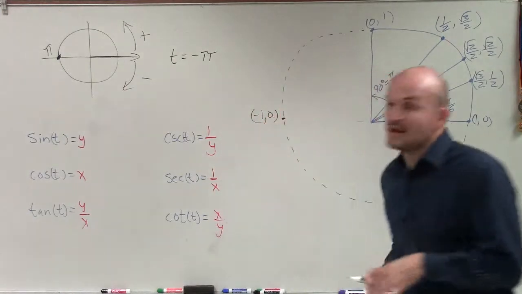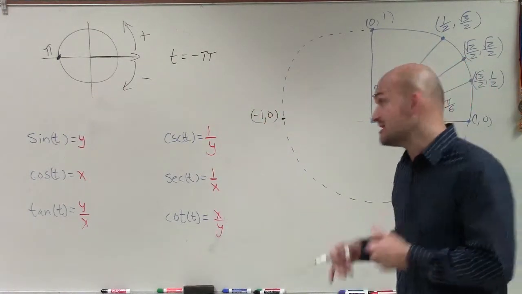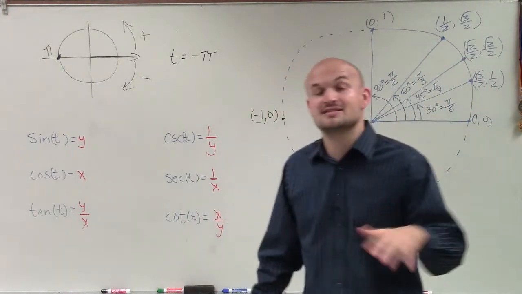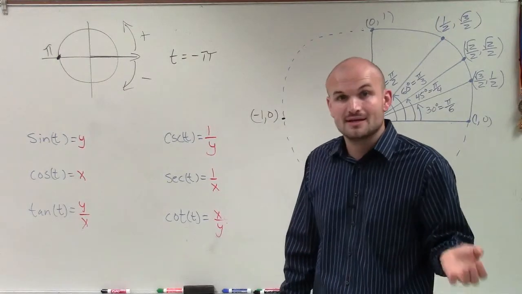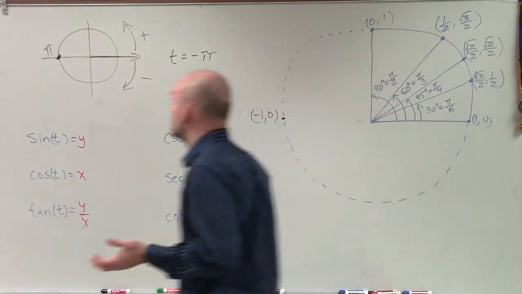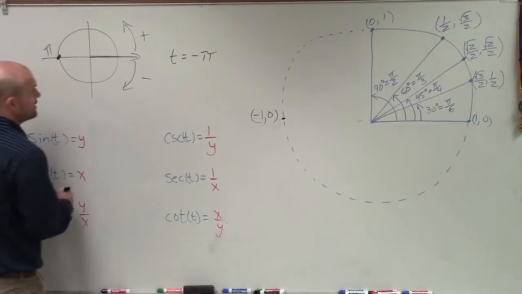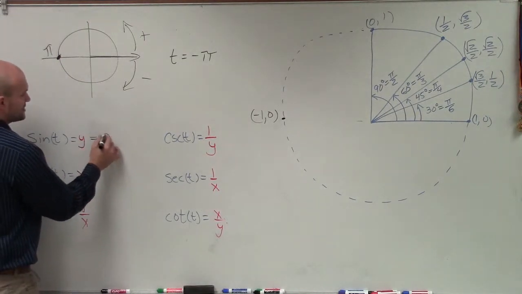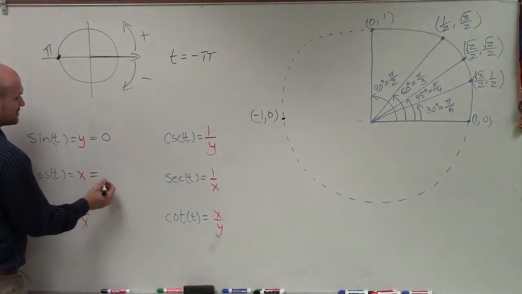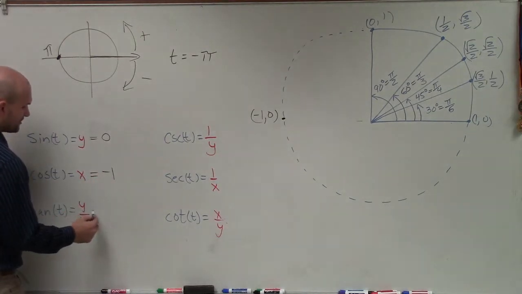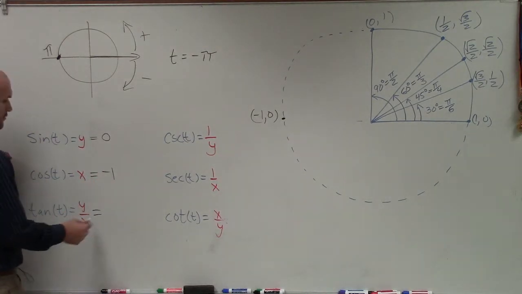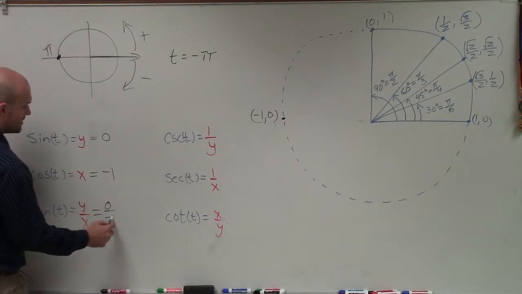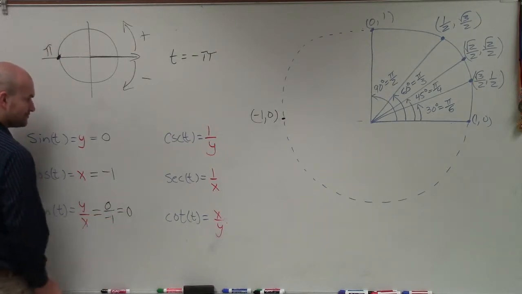remember I wrote in the red what our trigonometric functions represent. And the sine of t represents the y-coordinate of that point where the angle intersects the unit circle. So the y-coordinate, in this case, we're dealing with negative 1, 0. So the y-coordinate is just equal to 0. For the cosine, we're dealing with the x-coordinate, which is negative 1. For the tangent, we're dealing with y over x. So that's 0 over negative 1, which is just equal to 0.